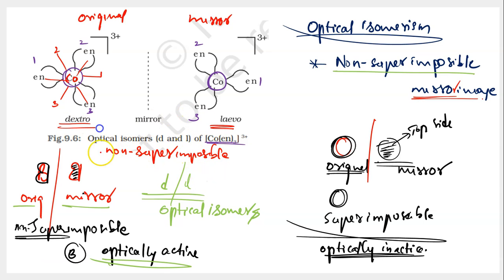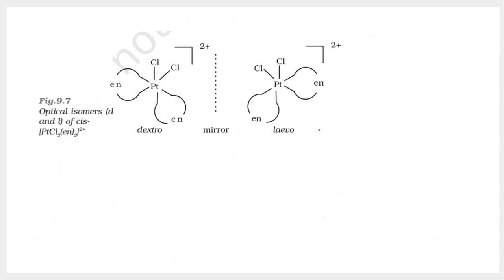So here the original is one optical isomer, which is the dextro or D form, and the second one, the mirror image, is the second optical isomer, which is the L or levo isomer. I hope you could understand this better. For you to understand this in much more detail, let's take one more example and observe.